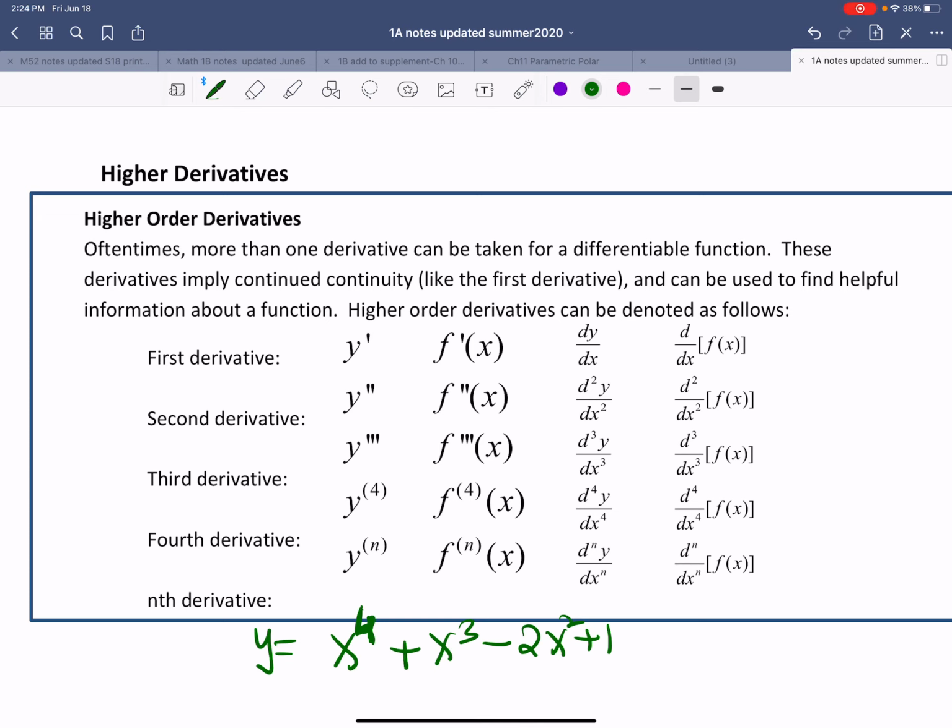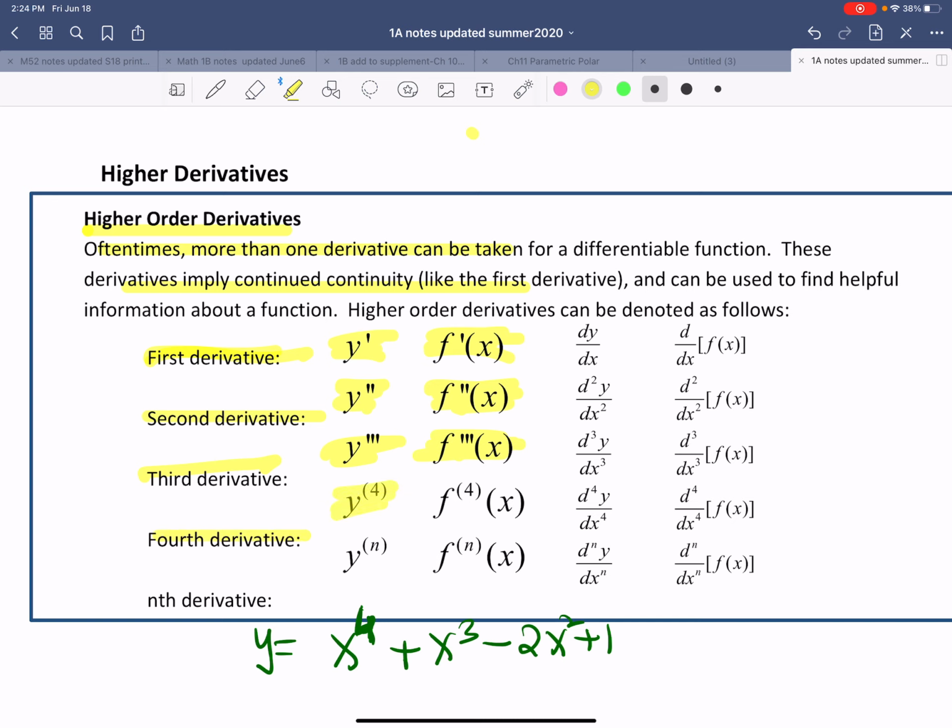This video's topic is higher derivatives, higher order derivatives. Just like the way we can find the first derivative, the same way we can find the second derivative, third derivative, fourth derivative, and so on. The first derivative is represented by y prime, the second derivative with y double prime; for functions, f prime of x, f double prime of x; the third derivative is y triple prime or f third derivative of x.